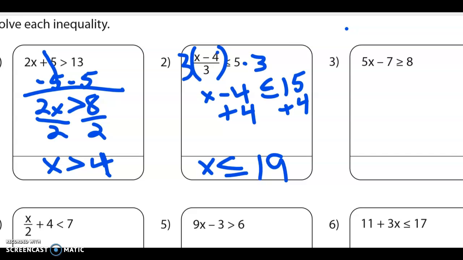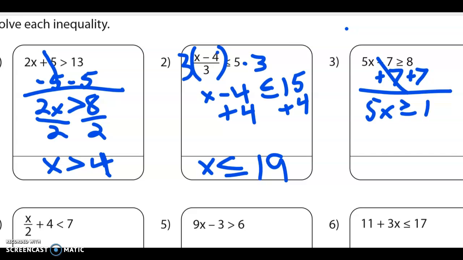Okay, so to move on, we have 5x minus 7 is greater than or equal to 8. So in effort to solve the equation, we're going to add 7 to both sides. Gives us 5x greater than or equal to 15. So, and again, to get x by itself, we divide by 5. And you're left with x greater than or equal to 3.